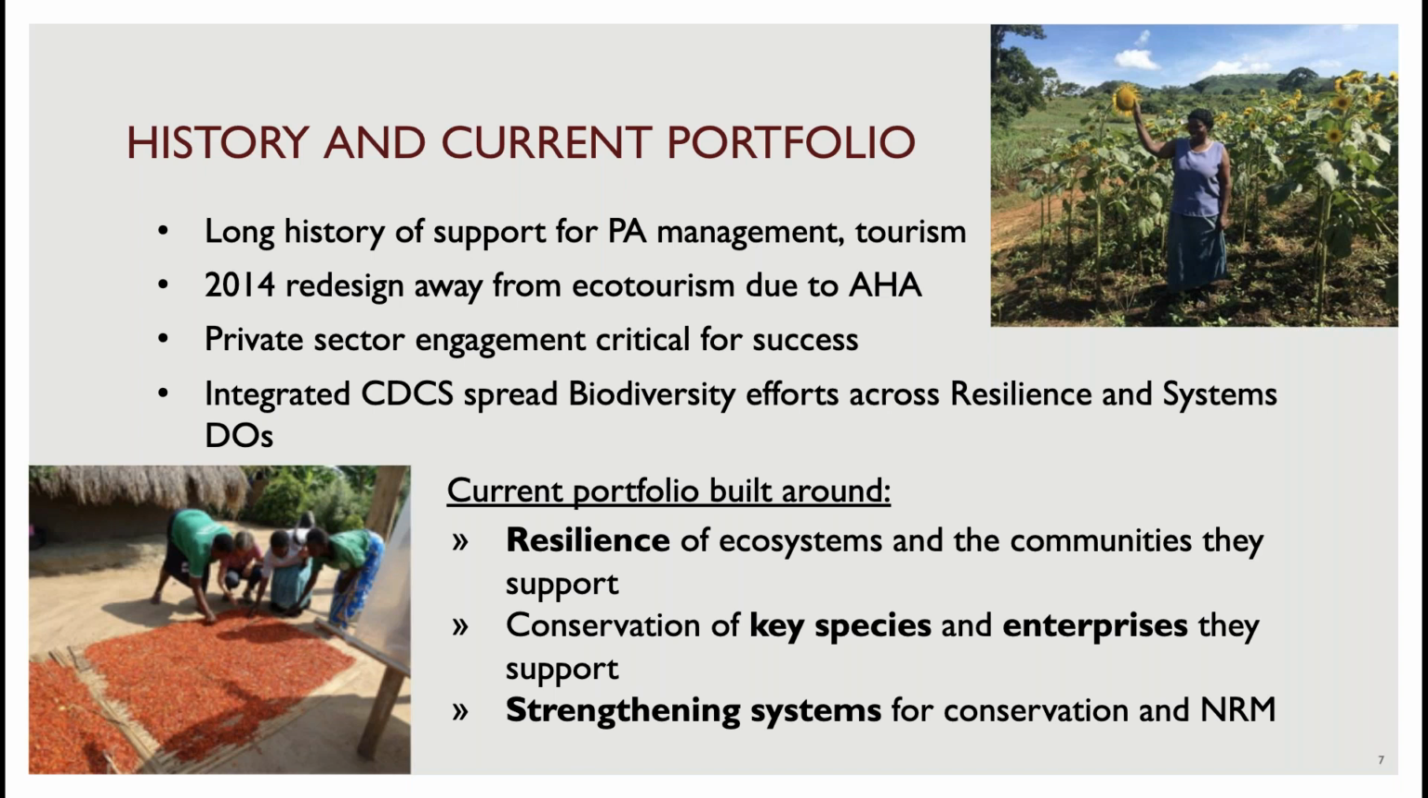And then the third element of the portfolio is really looking at system strengthening. So primarily working with the government of Uganda at the national level, with district and local governments, as well as community-based natural resource management groups, to look at what are key elements around, whether it's enabling environment, access to finance, those different pieces that need to be in place to really see that kind of conservation impact. So next slide, please.